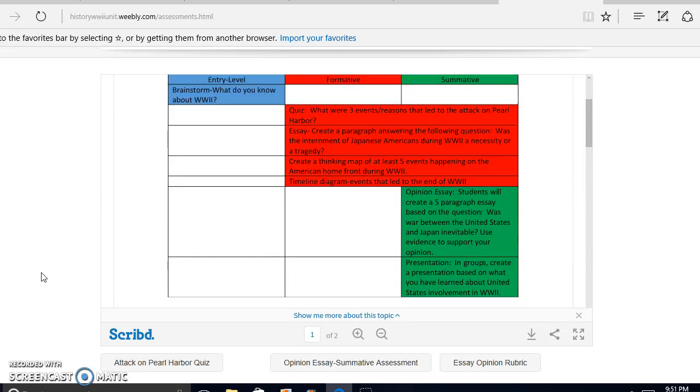Lastly, the summative assessment will be based on the students writing an essay consisting of about 5 paragraphs based on was the war between the United States and Japan inevitable, and you'll need to be using the evidence from your Quizlet to support your opinion. And lastly, you will do a presentation in groups based on what you've all learned about the United States involvement in World War II itself.